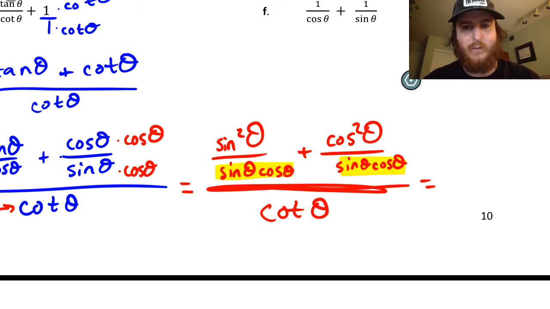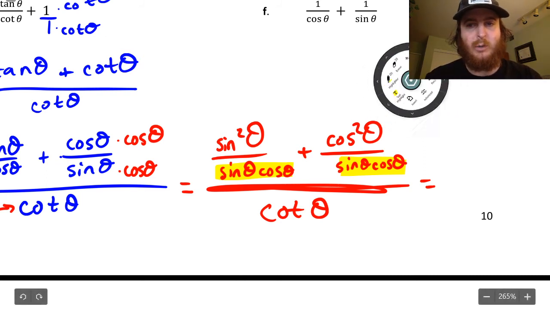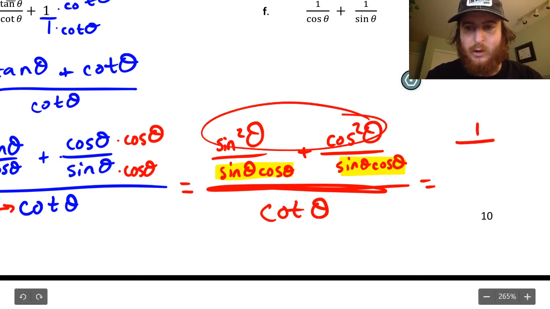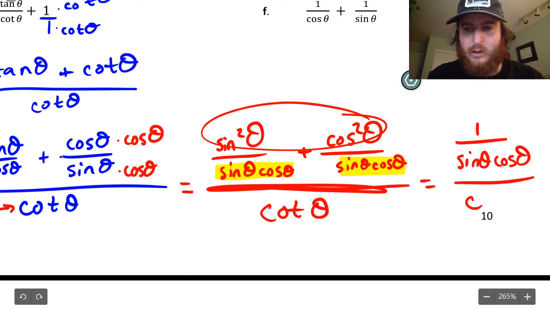I'm going to skip a step because I could write sine squared theta plus cosine squared theta. But remember, that's our most basic trig identity. That's the one we always want to remember. That's the main one. Whenever you see that one, it's great because that one just becomes 1. Sine squared theta plus cosine squared theta becomes 1. So this is going to become 1 over sine theta cosine theta, all over cotangent theta.